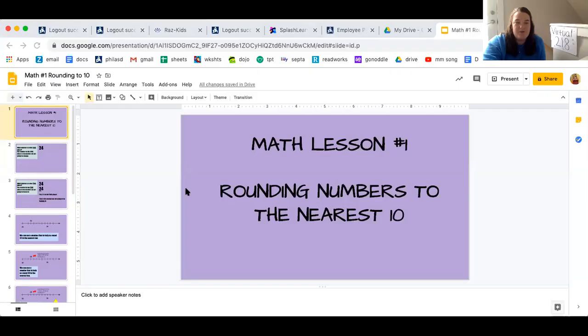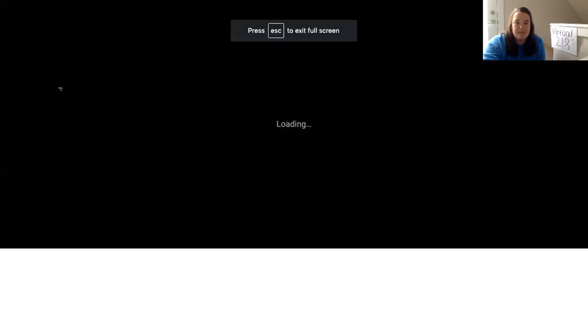Hi everyone, today we are going to be focusing on rounding numbers to the nearest tens place. This is a review session, so this is something we've all already learned and we're going to review exactly how to do this so we can get really good at it. So I'm going to show you my screen. Let's make this big so everyone can see.